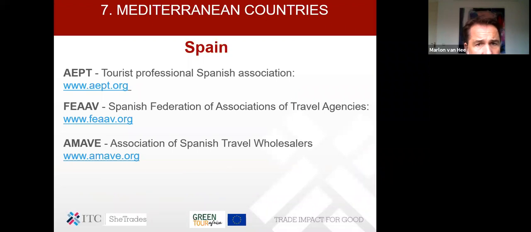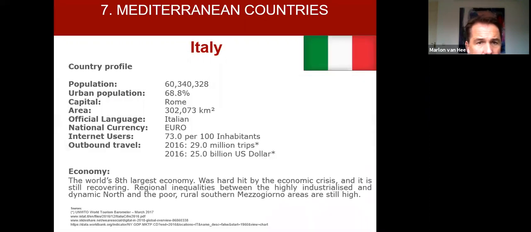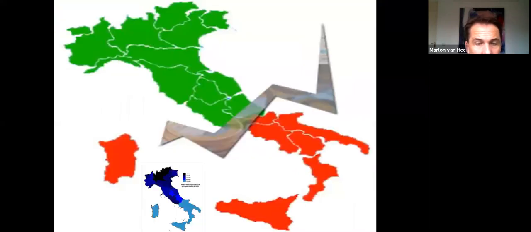These are the tourism associations that you will find in Spain. So look at their websites and see if you can get connected to their members. So again, Spanish outbound tour operators. Okay, Italy, let's do it quickly.